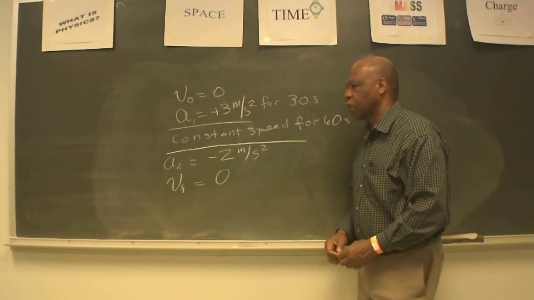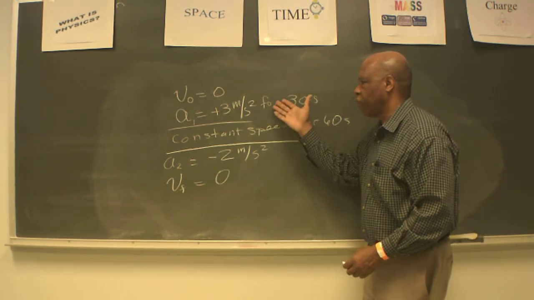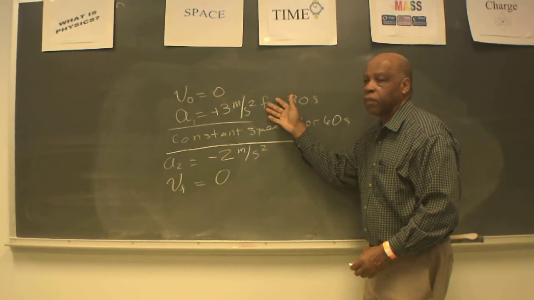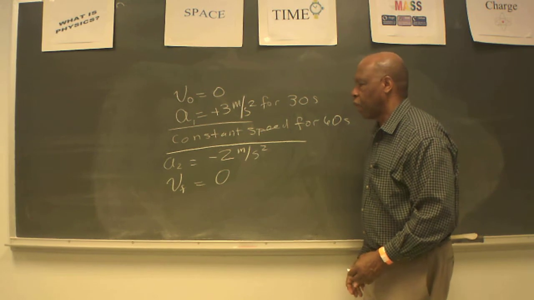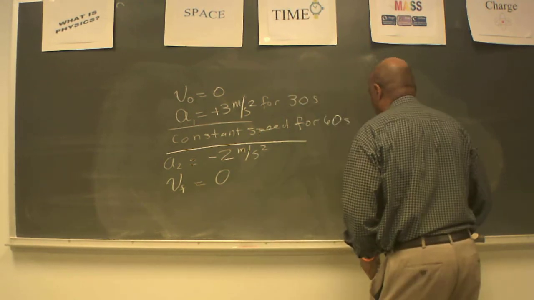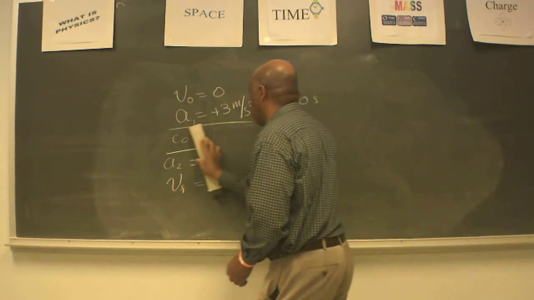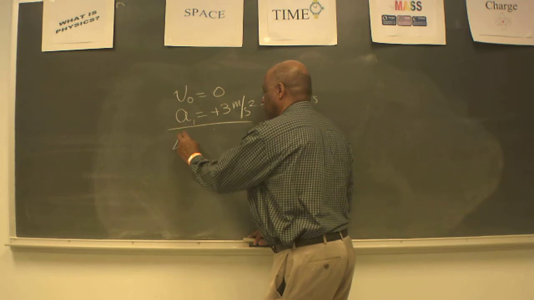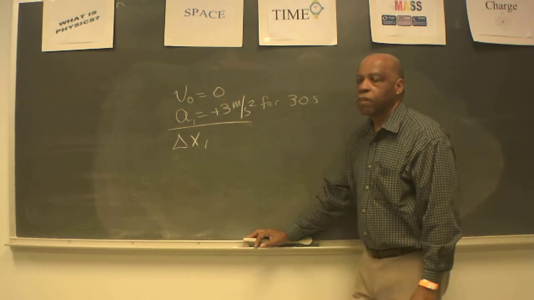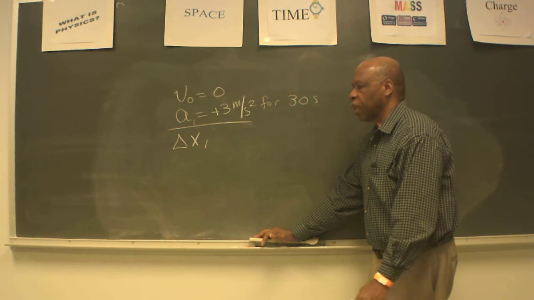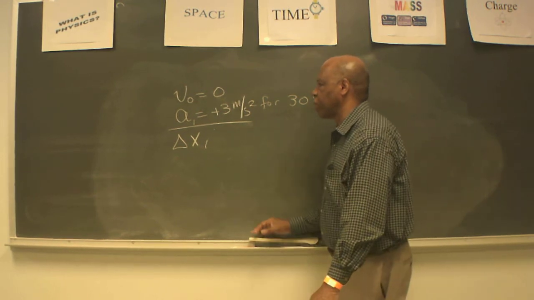So, the solution to the problem is straightforward. Apply the problem solving process. You've got to do it for 3 parts. Let me erase so that you can still see what I'm doing here. Let's find, for this first part, the distance traveled. We'll just call it delta x1. I'm going to skip some of the steps. I'm trying to be as brief as possible.